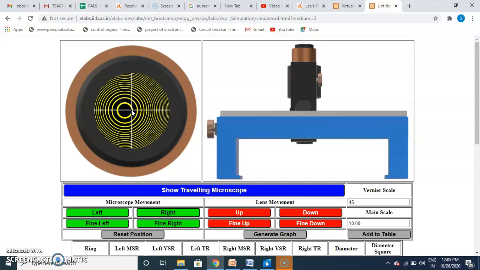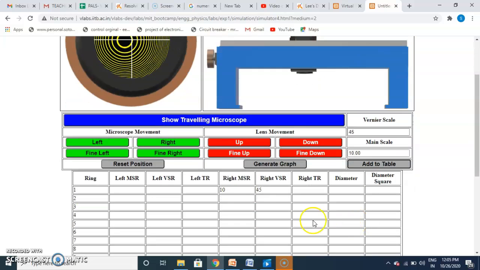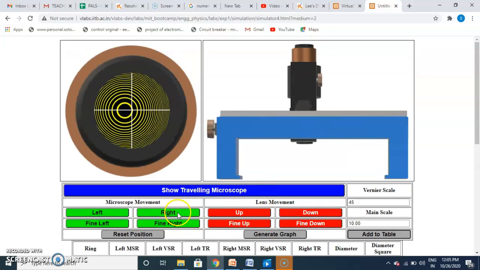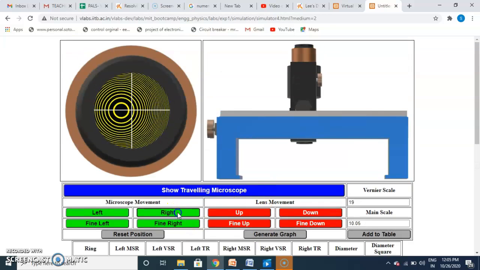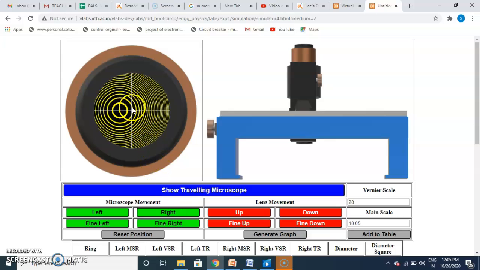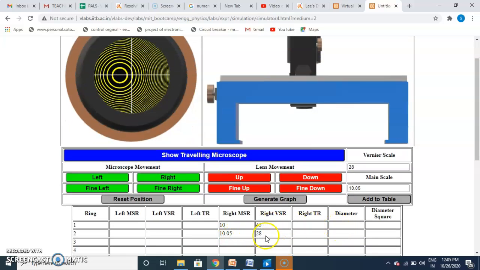Okay, in this first circle you will have a vernier scale and main scale. Now I'm adding this to the table, so this one is added. Okay, now I'm moving to another ring. Now I coincided. Now the vernier scale is 28, main scale is 10.05. Add to the table. So this reading is added to the table.